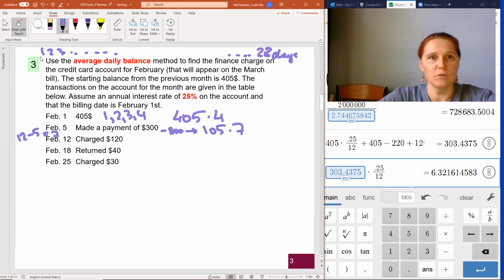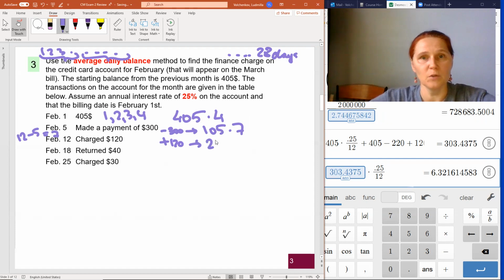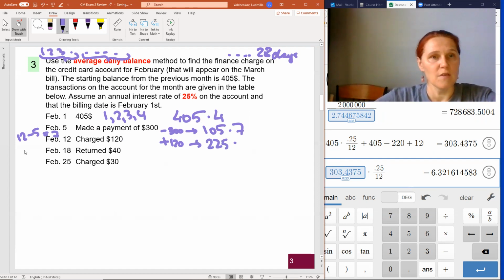And calculate the number of days for every balance. Okay, so here we have 7. Then we charged 120. So we add 120. It will be $225. This time 18 minus 12, 6 days, multiplied by 6. Then we returned 40, subtract 40, 185. This balance was from 18 to 25th.